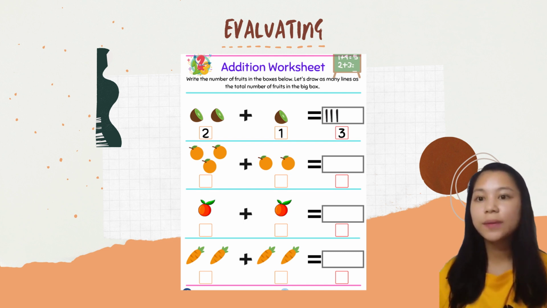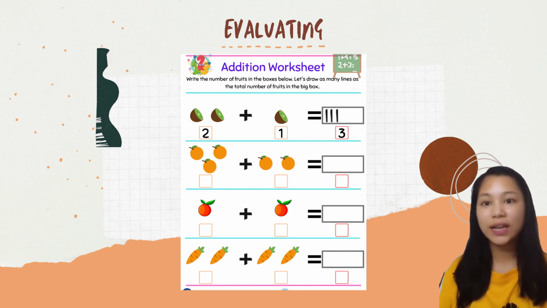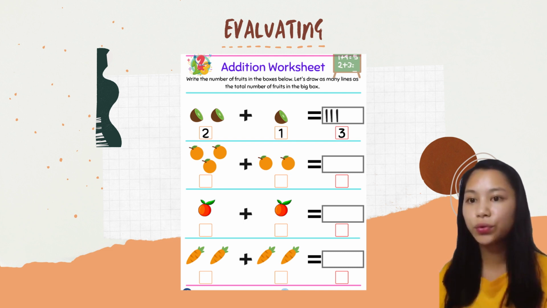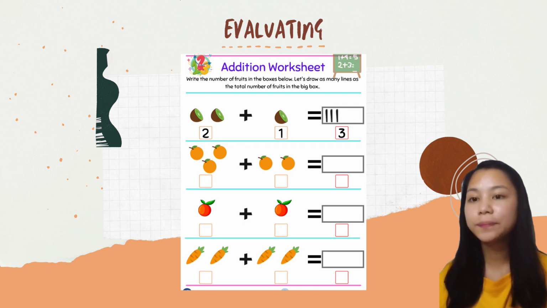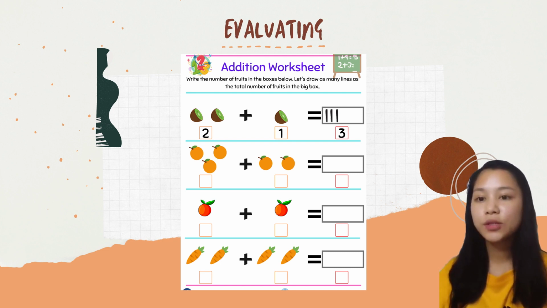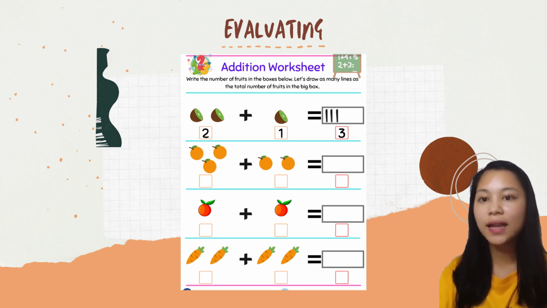So, sa example number 1, meron ditong nakalagay na there are 2 kiwis and may isa pa na kiwi. So, magiging 2 plus 1 is equals to 3. So, magsusulat ng 3 lines. Ito naman sa number 2, merong 3 orange at meron pang 2 orange. So, i-add natin sila as 3 plus 2 is equals to 5. So, magsusulat tayo dito ng 5 lines kasi yun ang sabi sa instruction.